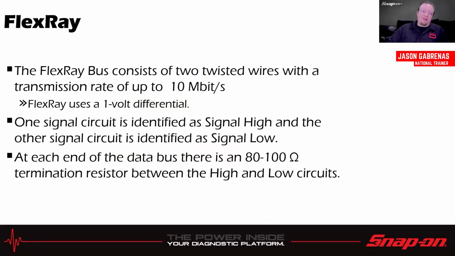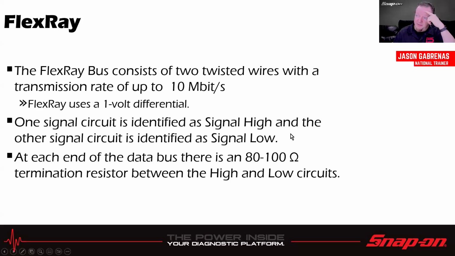Then we have FlexRay. FlexRay is used on a lot of European vehicles. I know BMW for sure uses it a lot. Mercedes uses it a fair amount as well. It is similar to CAN, but it's not CAN. It consists of 2 twisted wires, similar to CAN, with a transmission rate of up to 10 megabits per second, so considerably faster than CAN. FlexRay uses a 1 volt differential. We're getting down in voltage differences because of how quickly they have to switch on and off from 1 to 0. So it doesn't have a lot of time to move up and down.